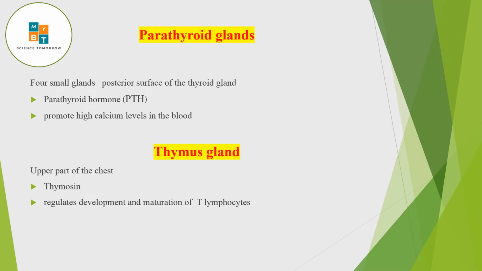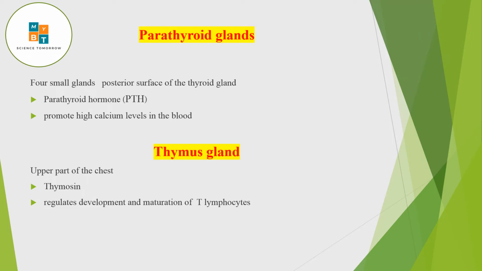When we consider the parathyroid gland, there are four small glands situated on the posterior surface of the thyroid gland. That is the backside of the thyroid gland, and they are embedded in the thyroid gland. They produce parathyroid hormone, and this hormone will promote a high calcium level in the blood. So this will increase the calcium level of the blood. It does this by reabsorption of calcium in the kidney and also by increasing the absorption of calcium in the intestine, thereby increasing the calcium level.